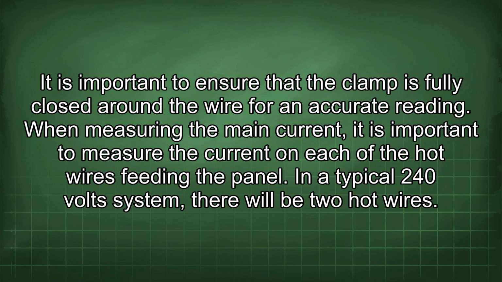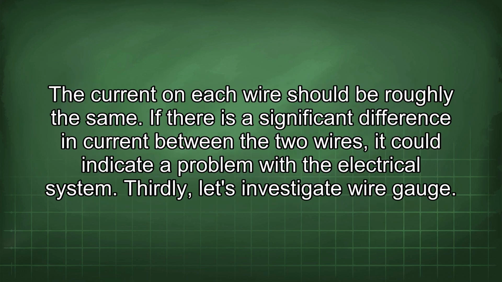When measuring the main current, it is important to measure the current on each of the hot wires feeding the panel. In a typical 240-volt system, there will be 2 hot wires. The current on each wire should be roughly the same. If there is a significant difference in current between the 2 wires, it could indicate a problem with the electrical system. Thirdly, let's investigate wire gauge.